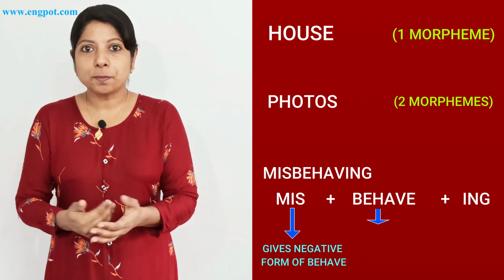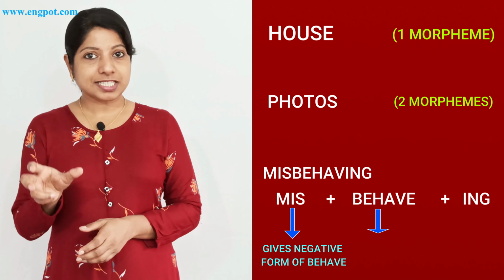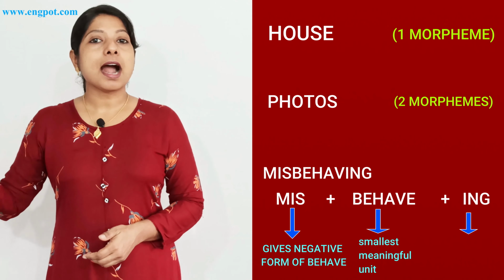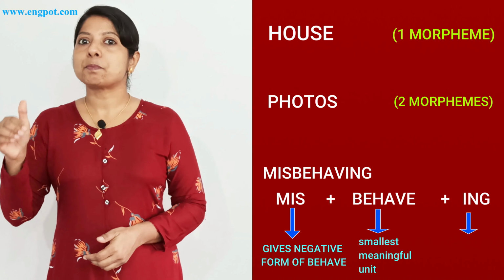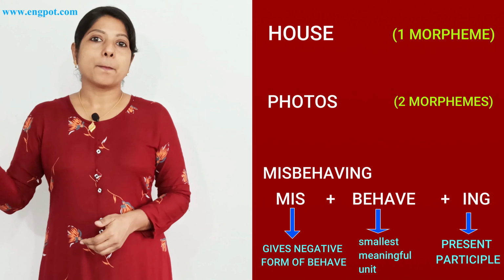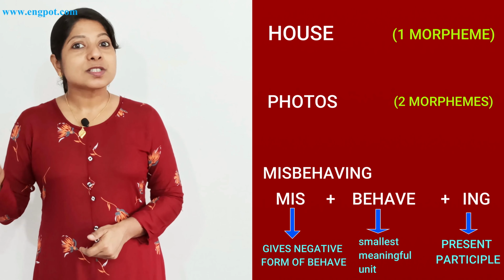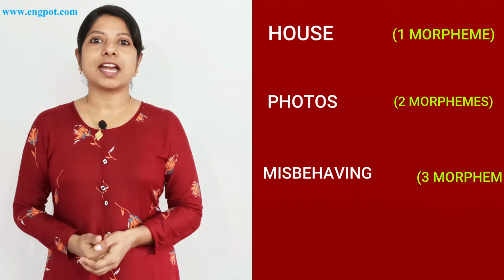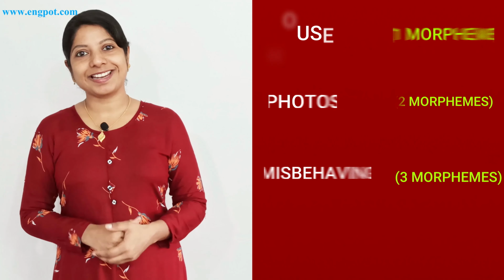Behave again cannot be split up. So it is meaningful. Hence behave is a morpheme, and ing indicates the present participle of behave. Ing also performs a grammatical function. So this word misbehaving has three morphemes. So it is a three morpheme word. So that's how we can divide a word into different morphemes. Hope you understood what morphemes are.